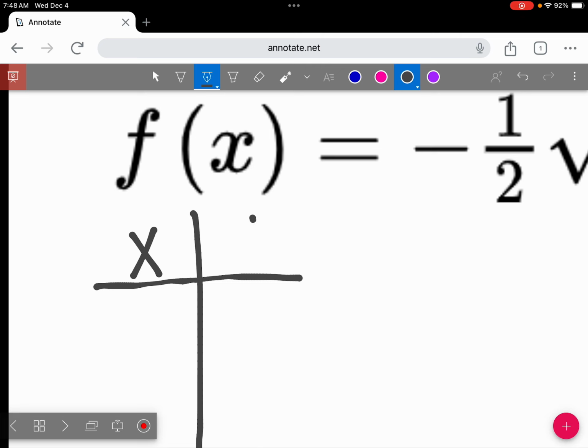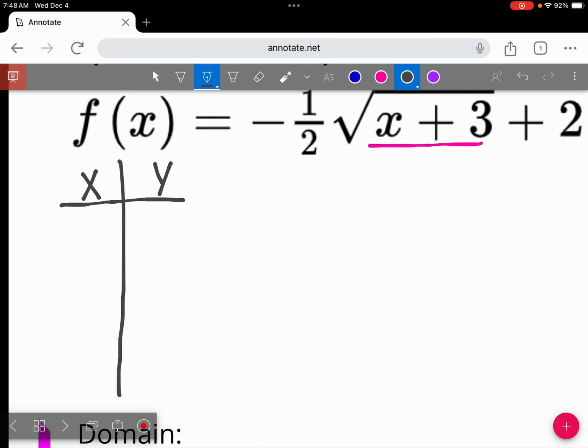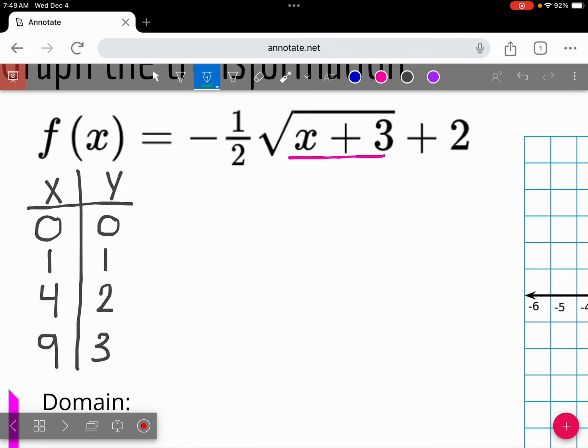Our parent function stays the same. It's that same guy we've used every time, where we pick our perfect squares for our x's because square roots are annoying to calculate. So we have 0, 1, 4, and 9, and our y's are 0, 1, 2, and 3. Parent function does not change. It's the same for every square root.